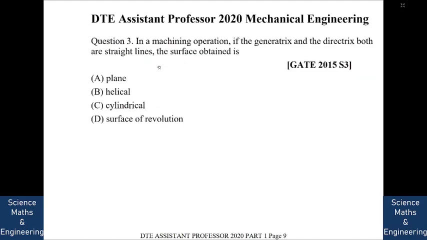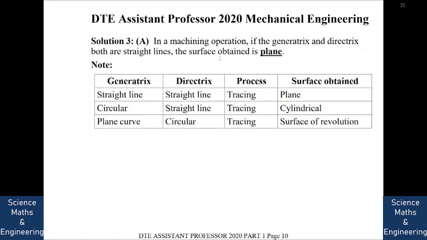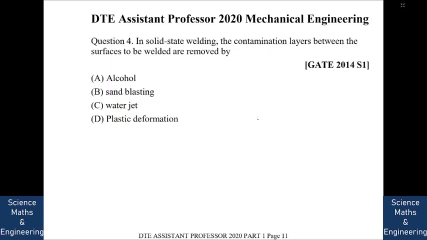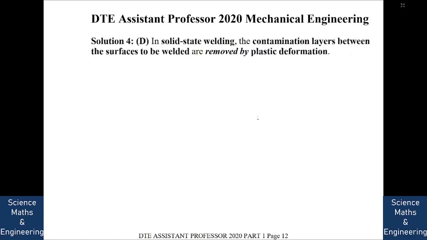In a machining operation, if the generatrix and the directrix both are straight lines, the surface obtained is, so it is a plane. For different other combinations, it is given here. You can have a look. Next, in solid state welding, the contamination layers between the surfaces to be welded are removed by, so these contamination layers are removed by plastic deformation.